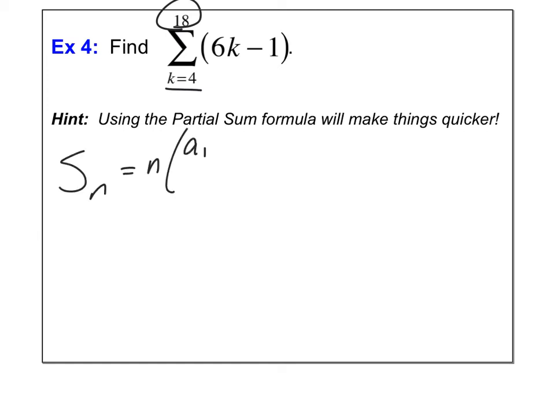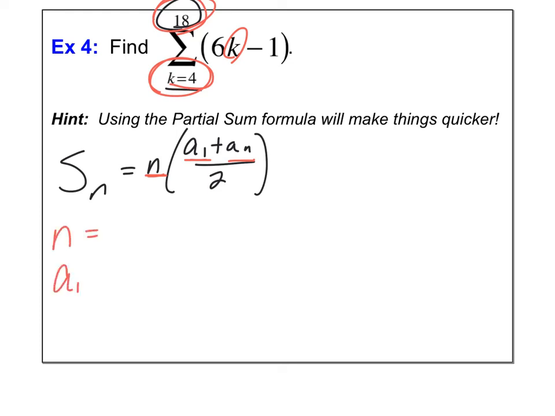Well, in the equation, what do we need? We need to know how many terms there are. We need to know what the first one will be, not necessarily plugging in 1 for k. The first one is this bottom value. Where do we start off? The nth term in this equation is where do we end? So the top number there. Okay, so for these summation notation problems, we need n, we need a sub 1, and we need a sub n.